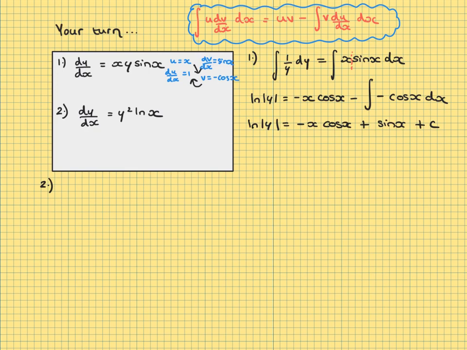Example 2, separating the variables, gives me the integral of 1 over y squared dy equals the integral of ln x dx.